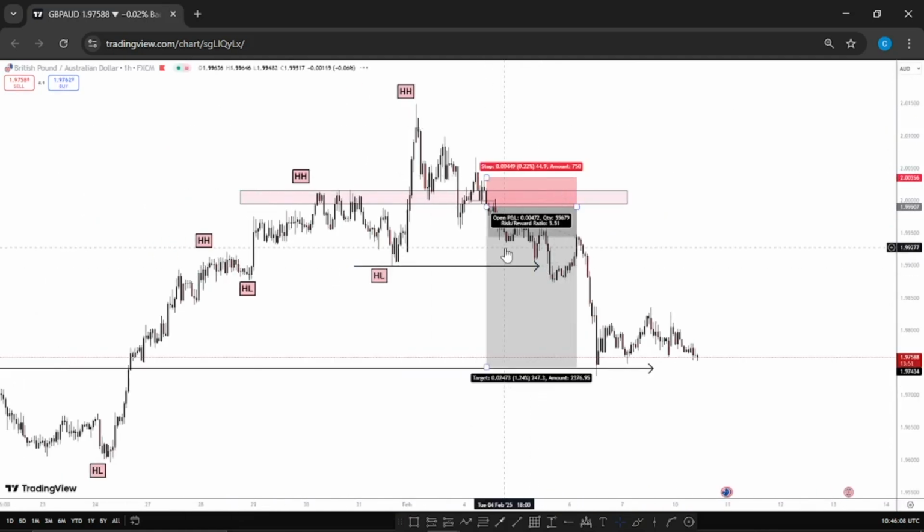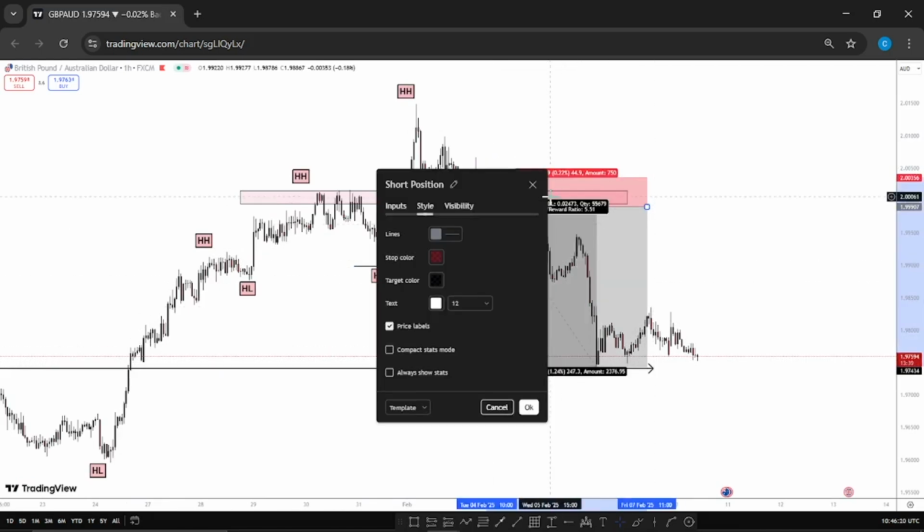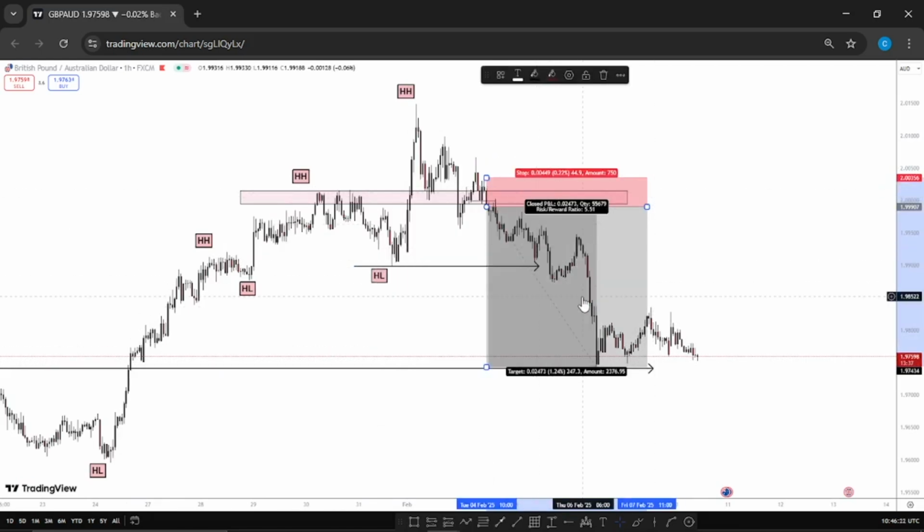risking 44 pips to make 247 pips. As simple as that. What did the price do next? Price dropped down to hit my full TP. Nothing complicated, real simple. So I was able to catch about 250 pips trading GBP AUD.